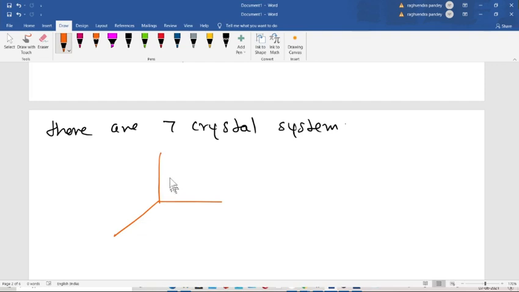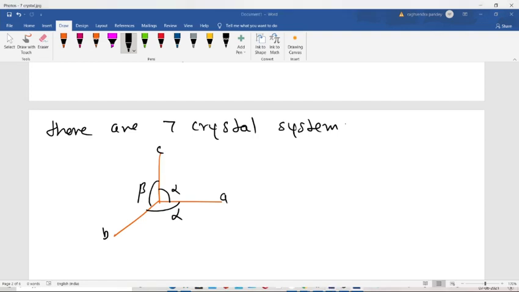When we write the angles, this angle is called alpha, this is called beta, and this is called gamma. They may be 90 degrees, they may not be 90 degrees. And these are called A, B, and C. So that is basically what they are talking about. In these seven crystal systems, tetragonal and orthorhombic have these dimensions.